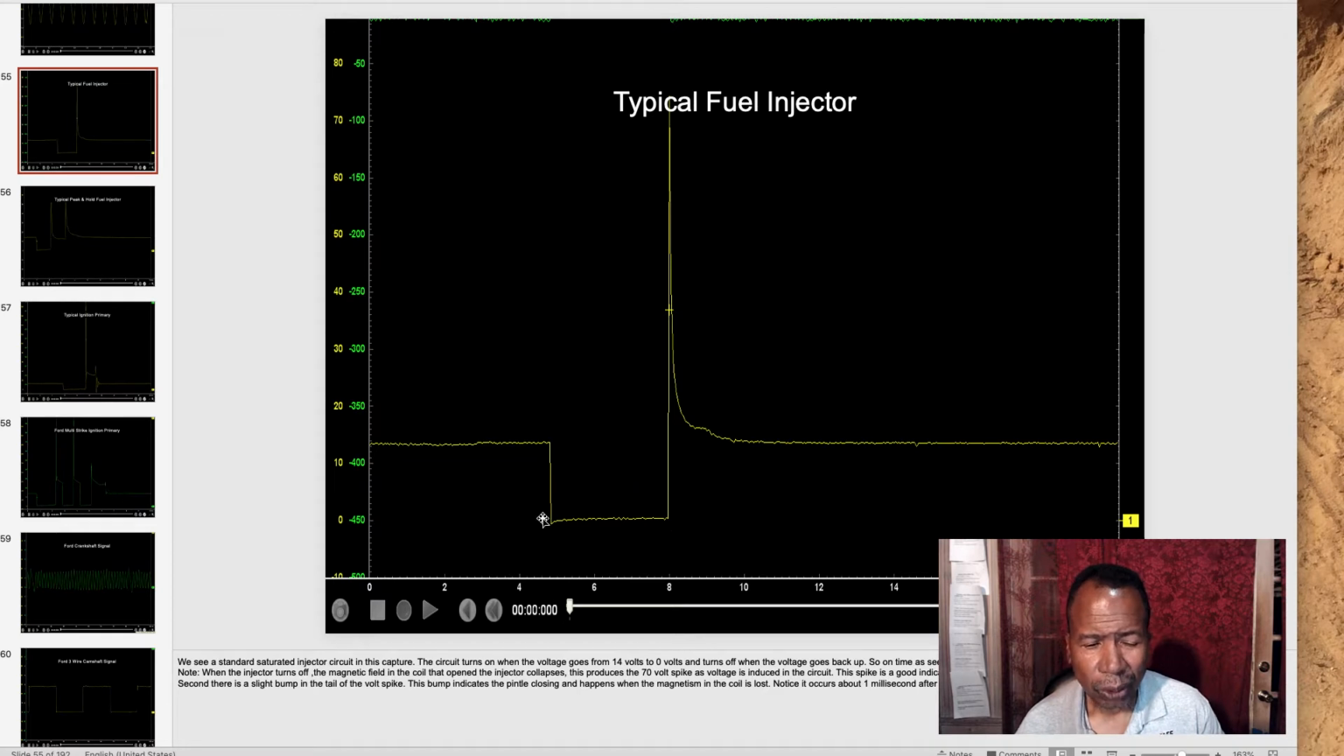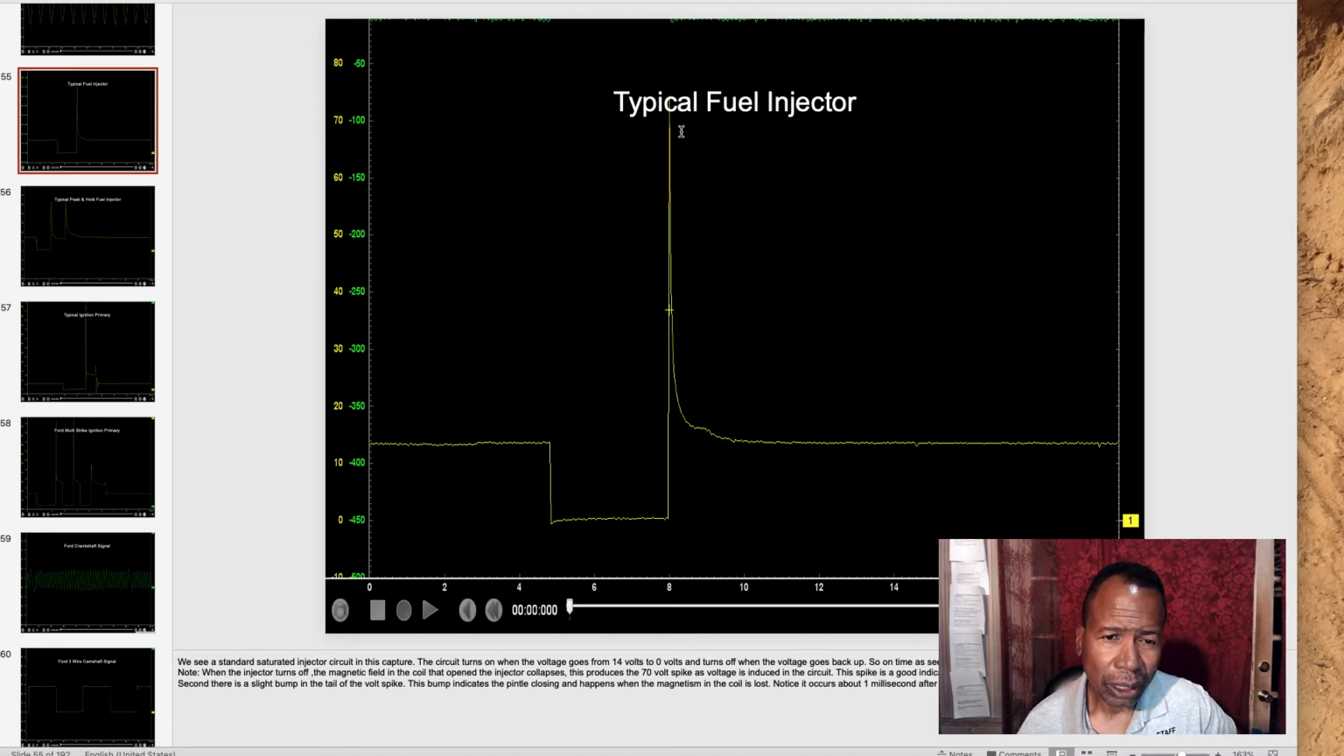This is when the PCM is holding to ground. At this point, this is when the magnetic field in the injector coil collapses, and you get this kick. You can tell how good the coil is according to this kick. Every car is different, but a weak coil will produce a very low voltage, down to 40 or even 30 volts on the kick. That indicates you have a partially shorted coil. Now, this is a good picture. Remember, these are known good waveforms. We're going to show you bad ones later on.